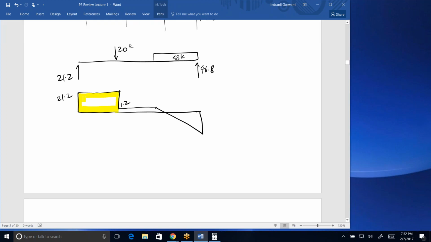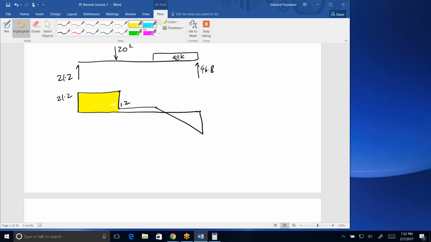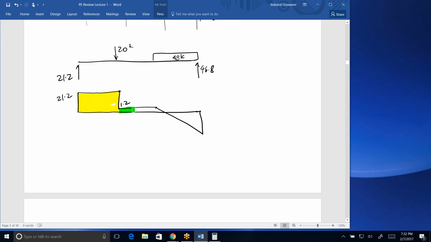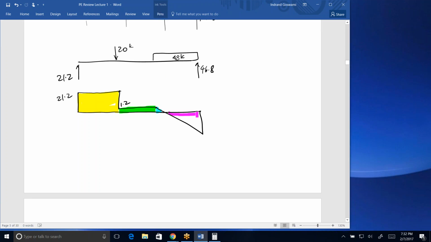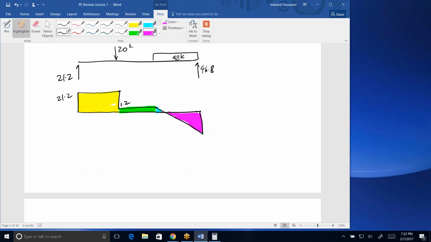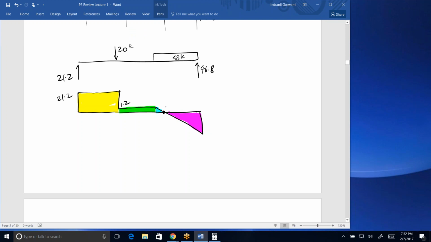You got a rectangle here, positive. You have a rectangle here, positive. Then you have a tiny little triangle here, positive. And then you've got a triangle here, much bigger, which is negative. So obviously, those 3 positive areas must add up to be equal to that 1 negative area, right? Now, we know that the maximum bending moment will occur here, at the point of zero crossing.